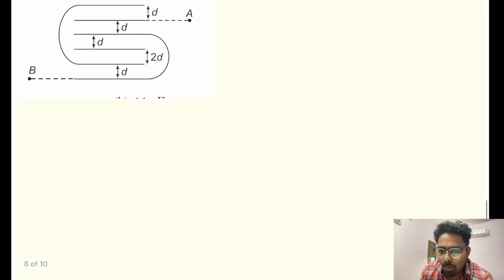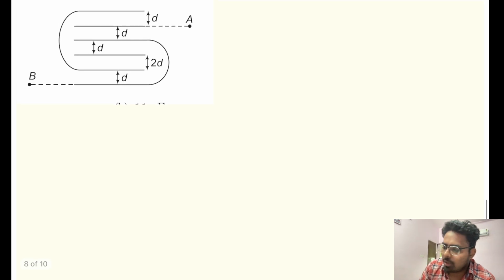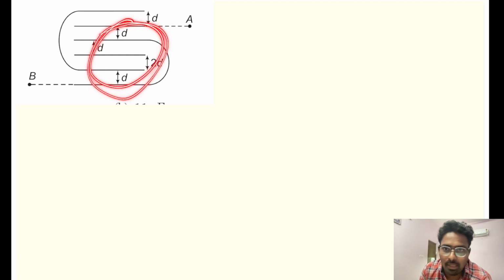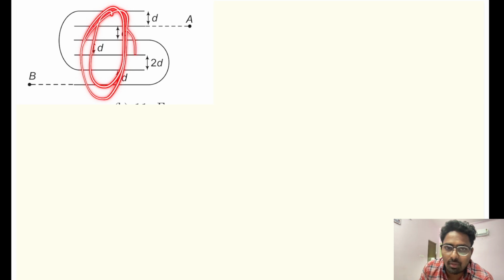And this is one more important model. Recently, in the 2024 Advanced Paper 1, they gave a matrix matching question based on this. I have done a video on that. If you want, you can go and check that. You need to know the approach for this. Only then will these types of questions be easy for you.